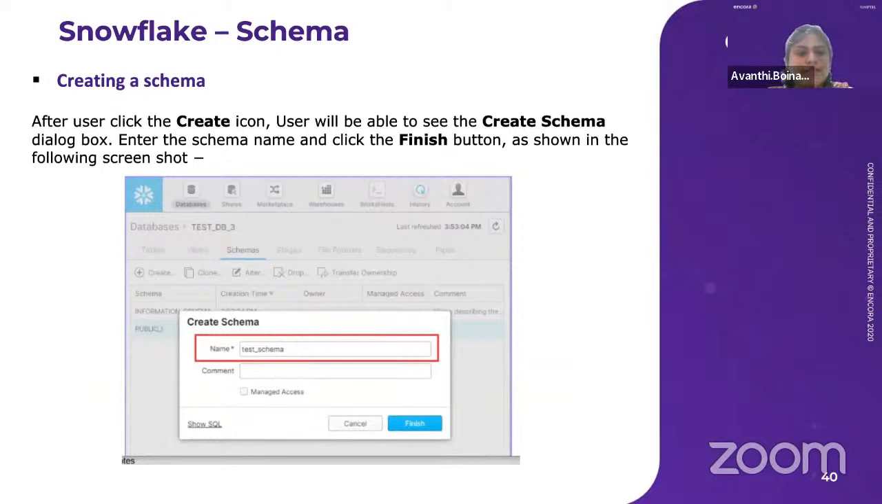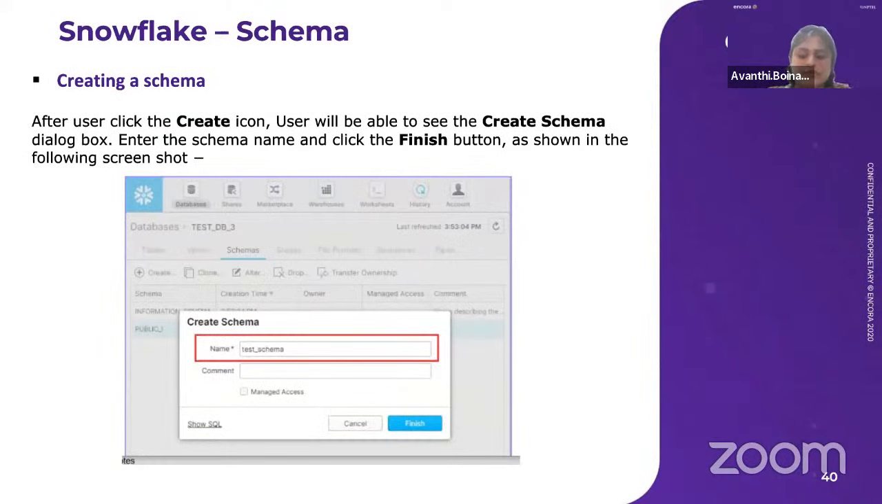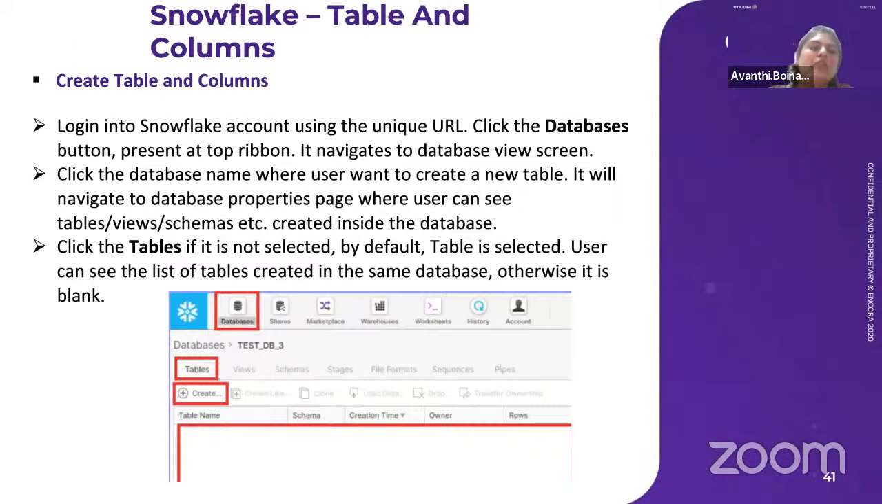After the user clicks the create icon, the user will be able to see the create schema dialog box. See here, name test underscore schema. Enter the schema name and click the finish button as shown here. So that is about the schema, I mean Snowflake schema. Now we are going to create tables and columns.